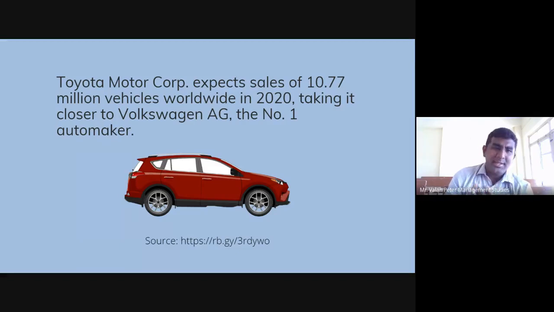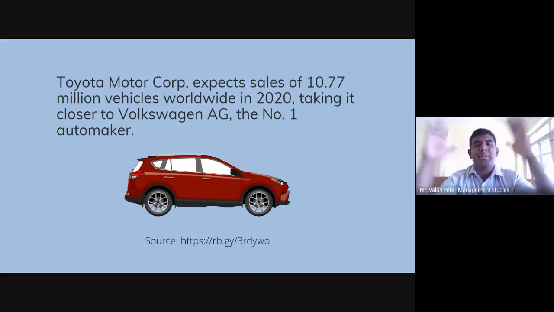Okay, so this is their recent forecast. They expect sales of around 10 million vehicles all over the world by 2020. So that will make them closer to Volkswagen, okay? Volkswagen, I know the majority of you know. So they feel that by the end of 2020, they'll be closer to Volkswagen, who is the number one automaker.